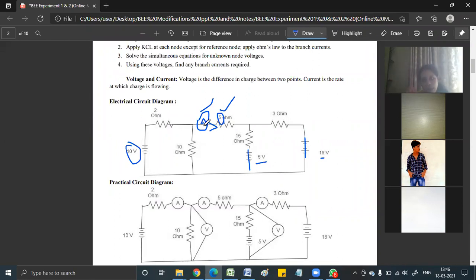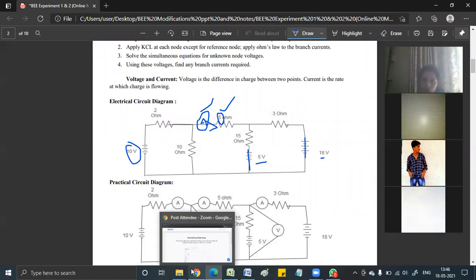Because in experiment 1, we calculated the current through that branch, right? We had put an ammeter, and using mesh logic, we had calculated, right? So the answers need to match. Is this clear? Yes. Yeah, so let us start with Tinkercad. We already have the circuit. So what we are going to do is play with that circuit. We are going to modify the circuit to find the currents.